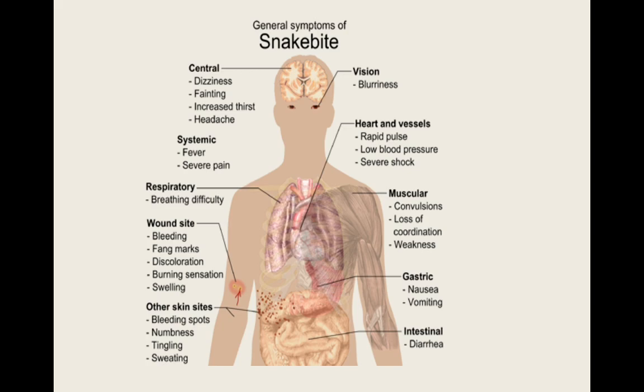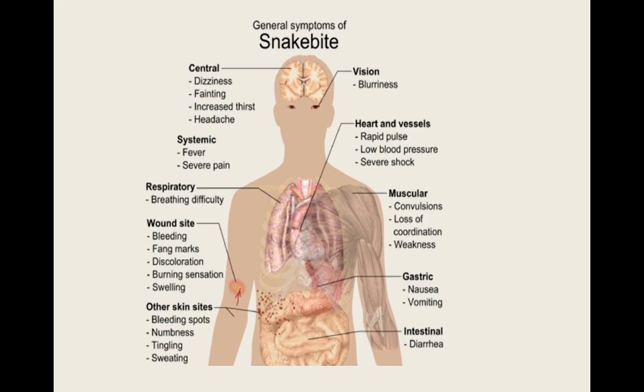This chart shows the general symptoms of snake bite. Central symptoms: the moment the person is bitten by the snake and the venom has been injected, there will be dizziness and fainting sensation, increased thirst, and headache. If it is a neurotoxic bite, there will be drooping of the eyelid and ophthalmoplegia. This will result in blurring of vision because of paralysis of the eye muscles. Then systemic features like fever and severe pain, especially at the site of the bite. Then there will be rapid pulse and low blood pressure, and the person may go into shock. If there is significant blood loss, the person may go into systemic shock.